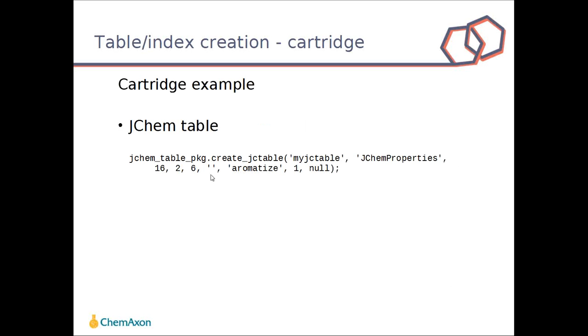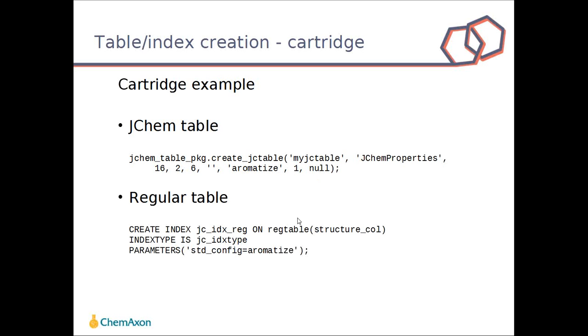Creating a normal JChem table can be done with the create JC table function that requires a name for the table, the JChem properties table. I told you that I will talk later on about what this property table means. Fingerprint parameters. If there are further column definitions, they can be defined here. Standardization configuration. Another parameter for absolute stereo, and these are further options.